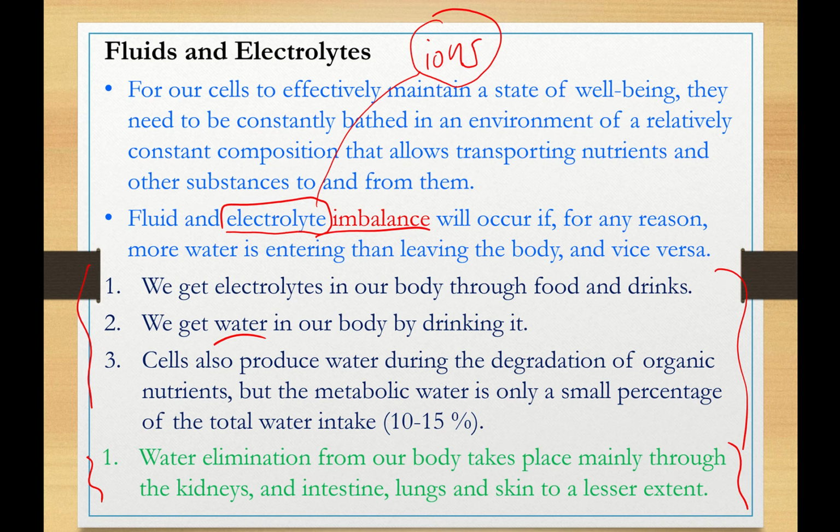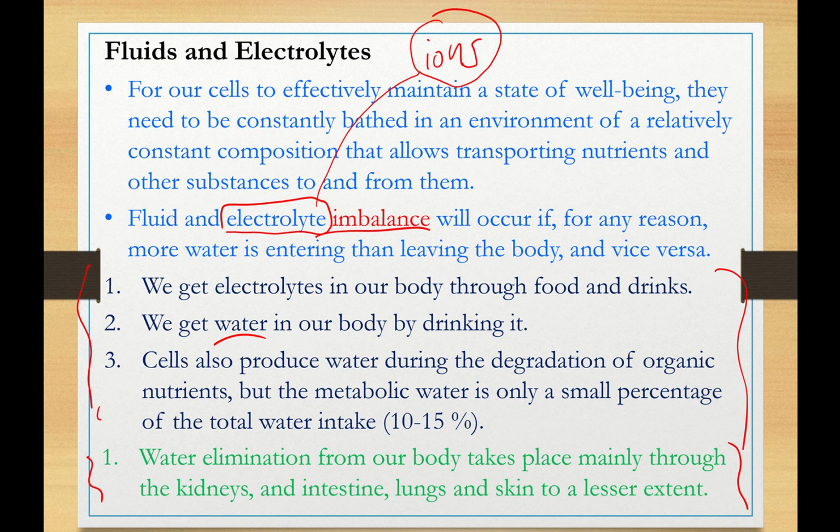So we get electrolytes in our body through food and drinks. And of course, we also get water in our body by drinking it. But about water, cells can actually produce water during the degradation of organic nutrients. But this metabolic water is only a small percentage of the total water intake, about 10 to 15%. So this is how we get fluids and electrolytes into our body. We cannot synthesize, again, ions, right?